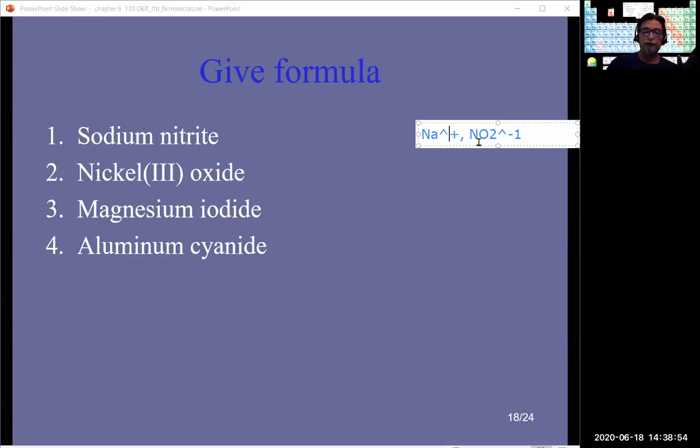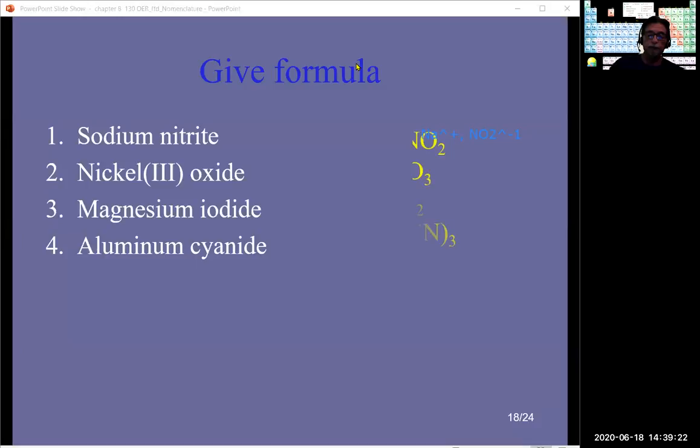Okay? And so we're asking you to write the formulas. First, put them in ionic form. Why do you want to do that? Because that way you can make sure that you put enough of each together. Okay? And since sodium is a +1 and the nitrite is a -1, we can simply just put them together, 1 to 1. Okay? And we end up with NaNO3.